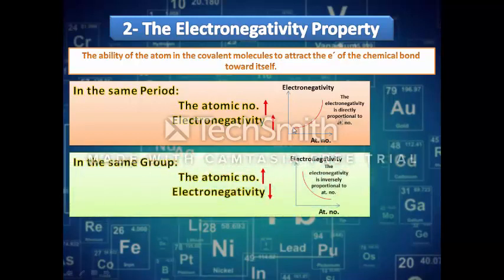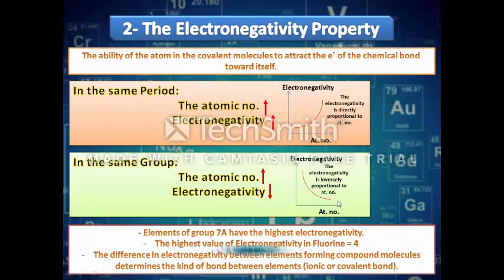In groups, by increasing the atomic number from up to down, the electronegativity decreases. That means the electronegativity for the elements of the same group is inversely proportional to the atomic number. Elements of group 7A have the highest electronegativity. The highest value of electronegativity is fluorine, equal to 4.